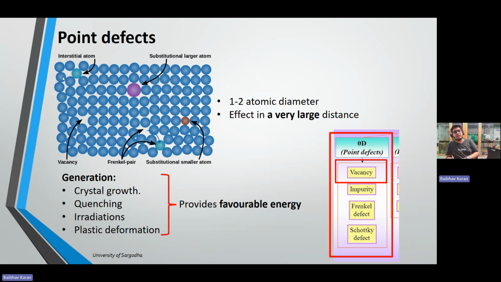Another thing about point defects is that, as I told you earlier, these are limited to a lattice site or a lattice point, and are exactly 1 or 2 atomic diameters in size. But the effect which is felt is along long distances. It's just a replacement of an atom, but this effect is observed at a very large distance.